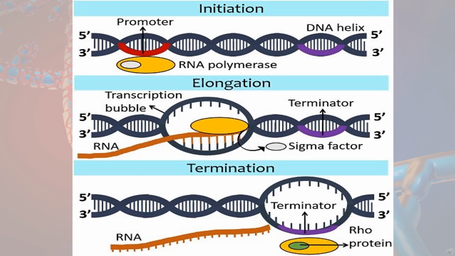Now that we know the differences, let's look at exactly how transcription works. The entire process takes place in three tightly controlled stages: initiation, elongation, and termination. Let's start with stage 1, initiation.